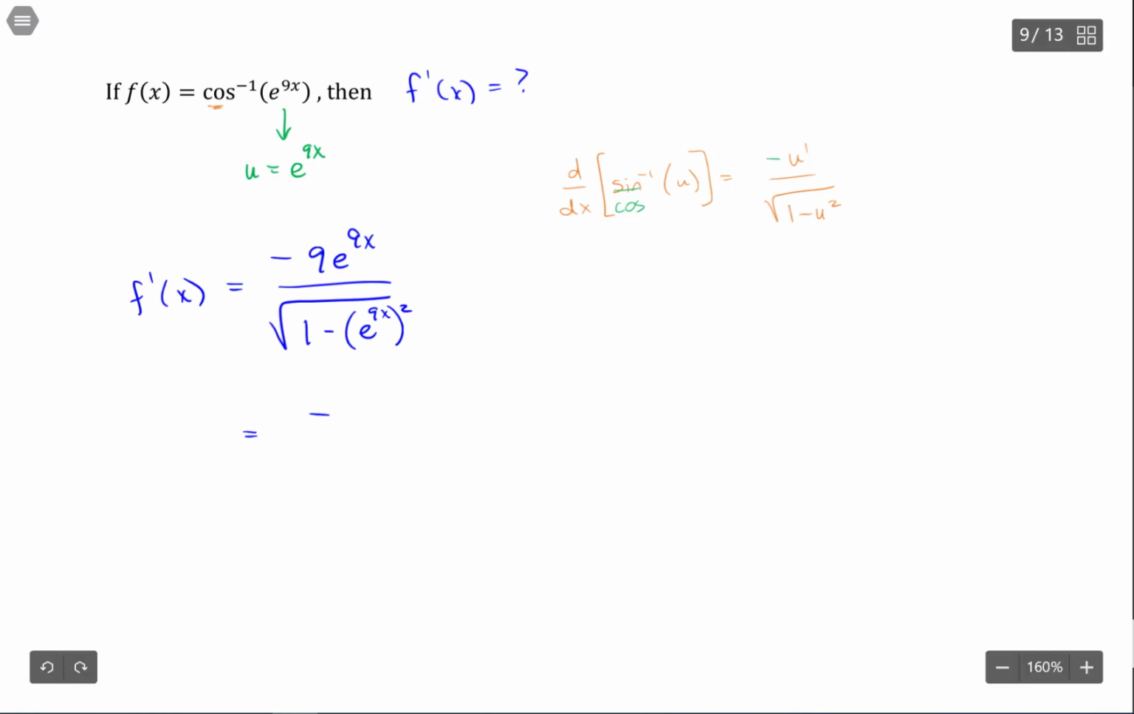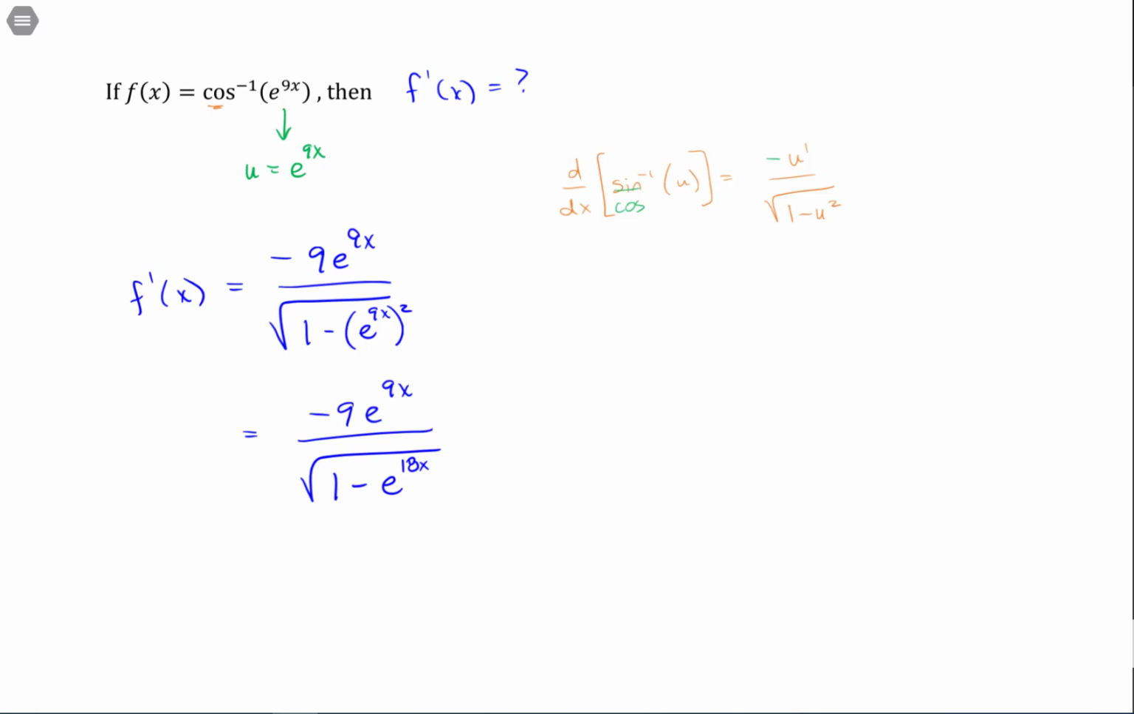And to simplify this, the numerator we can't do much with, but the denominator will be e to the 18x. Because when you take something to an exponent and raise it to another exponent, you can simplify that by multiplying their exponents.